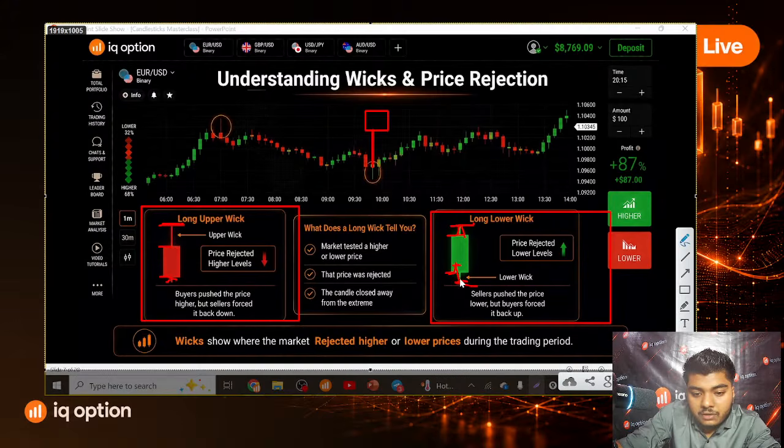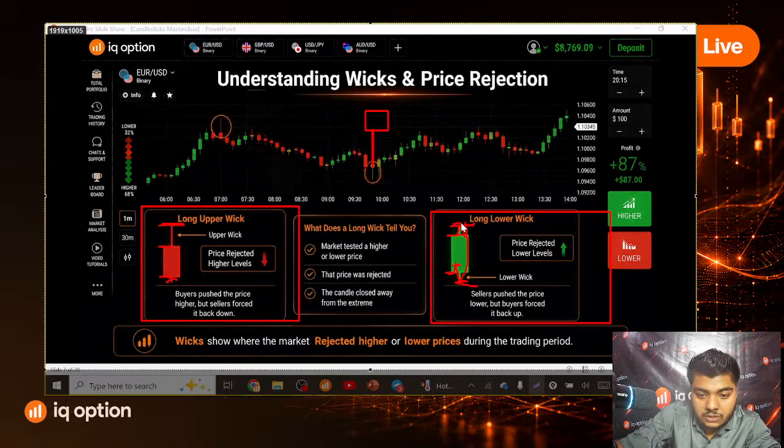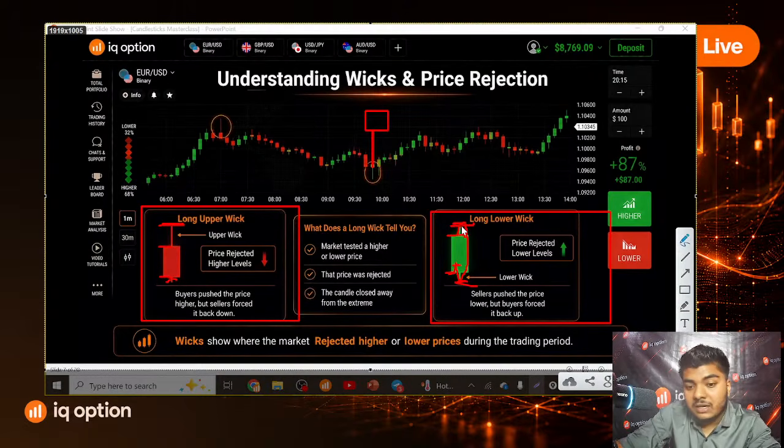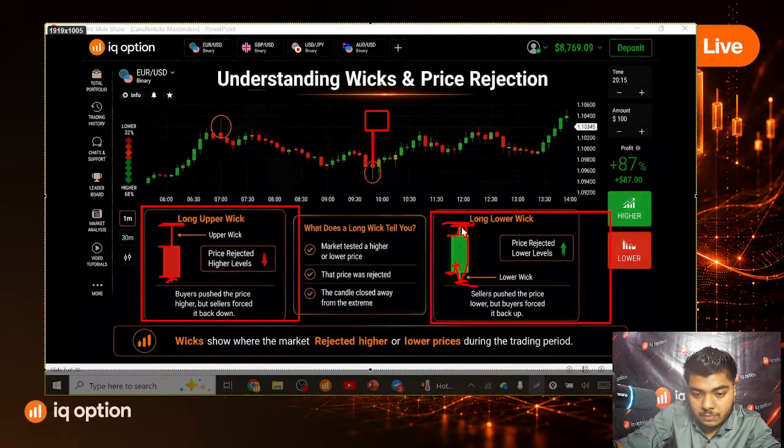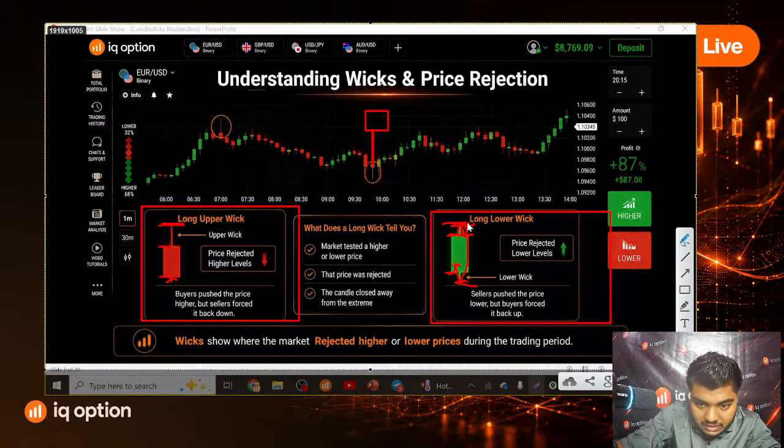So from here, the buyers push the price in the upward direction with their full strength, and they go this far above, but they didn't sustain it because sellers are stronger at this price. That's why they push the price a little down and close here. So this wick actually shows the pressure of the opposite direction, opposite color, opposite position.